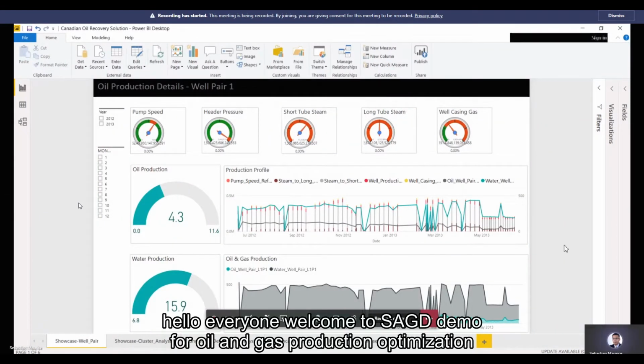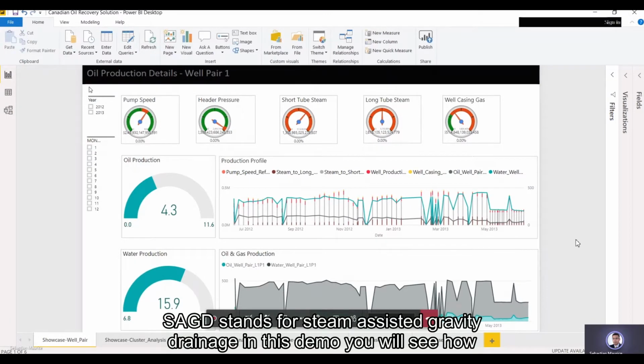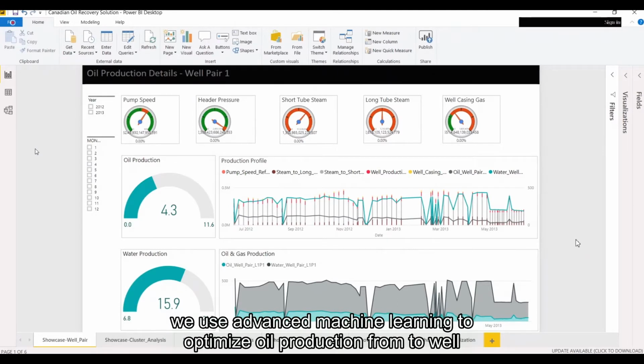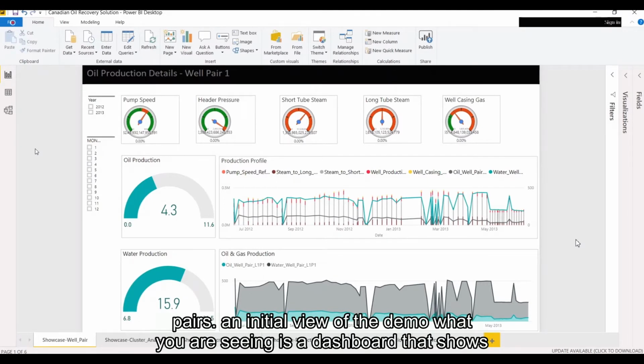Hello, everyone. Welcome to the SAGD demo for oil and gas production optimization. SAGD stands for Steam Assisted Gravity Drainage. In this demo, you will see how we use advanced machine learning to optimize oil production from two well pairs.